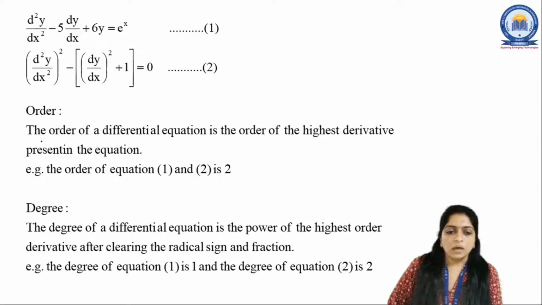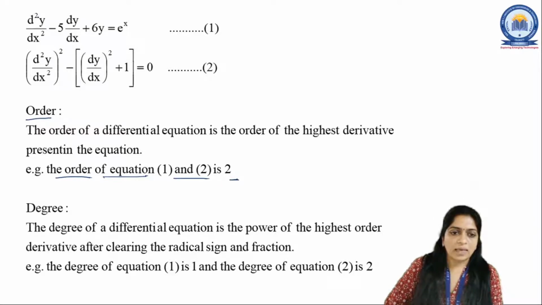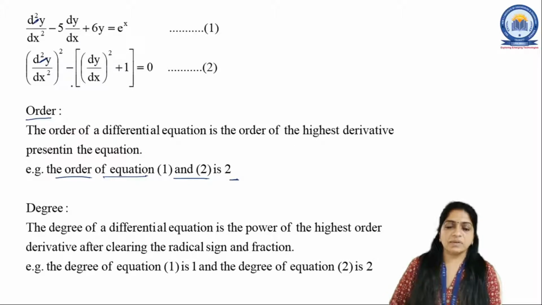The definition of order. The order of a differential equation is the order of the highest derivative present in the equation. Example, the order of equations 1 and 2 is 2, because in equation 1 the highest derivative is of order 2, and in equation 2 again the highest derivative is of order 2. So in both equations the order is 2.